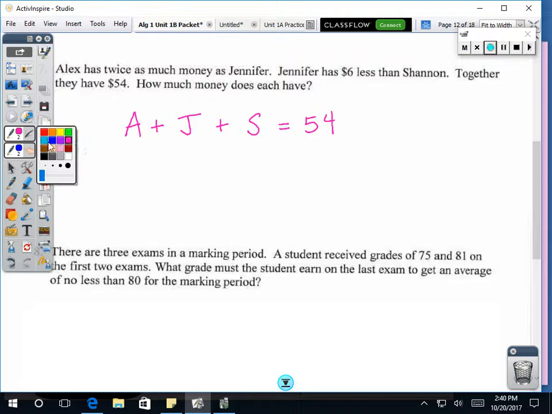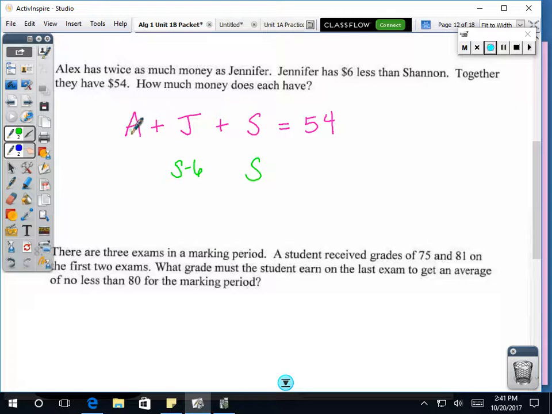Now, which one of these people do we know nothing about their money? Shannon. So we're just going to leave S as S for Shannon's money. We know nothing about how much she has other than she has S amount of dollars. Okay? Now, what do we know about Jennifer's? Okay, well if Shannon's is represented by S, how could you represent Jennifer's? S minus 6. Very good. Whatever Shannon has, but 6 less.